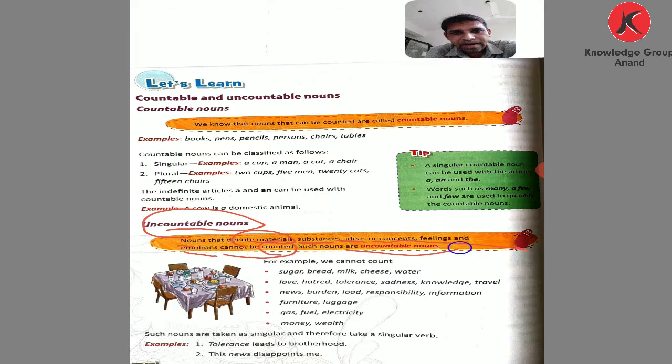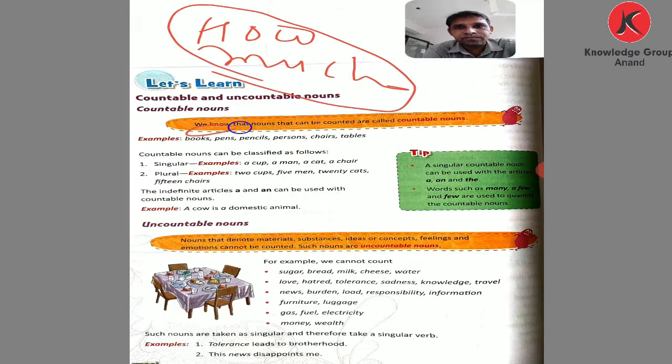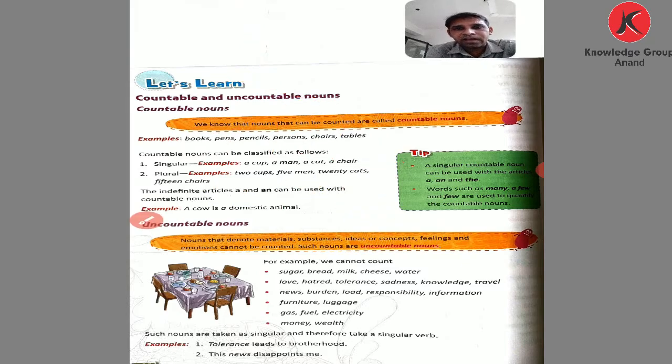Such nouns are uncountable nouns. These things are materials, substances, ideas, concepts, feelings and emotions that cannot be counted. That is called an uncountable noun. We cannot count it. For an uncountable noun, if we ask the question with how much, we get the answer: a little. Those things we cannot count.